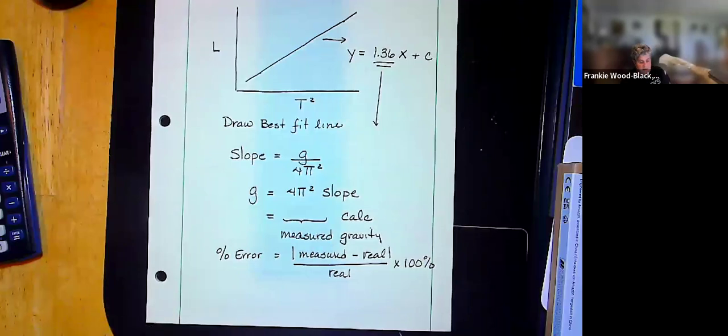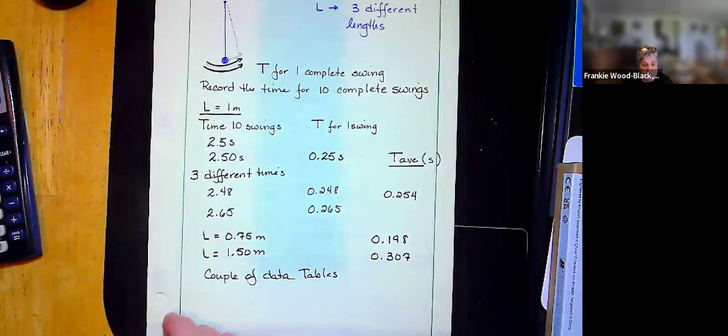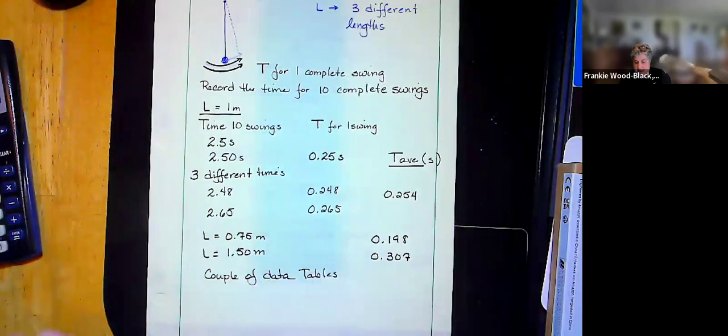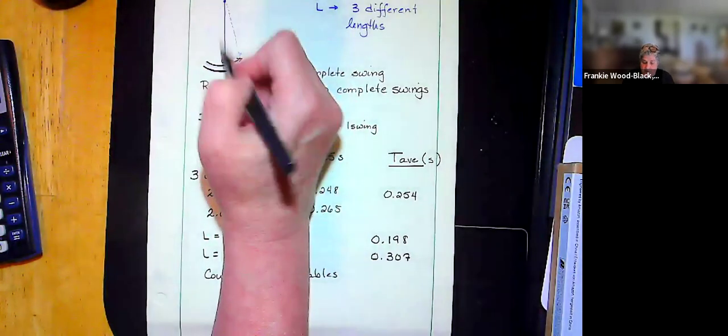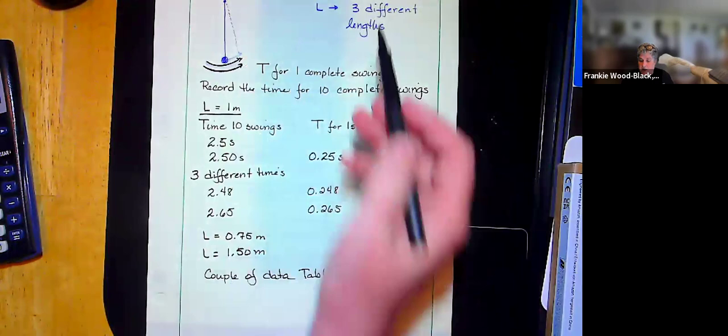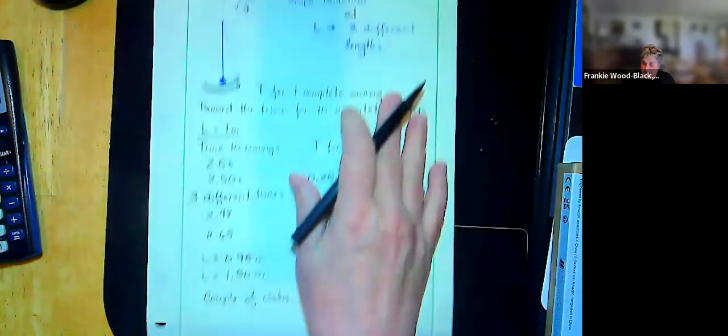So the experiment is actually fairly easy. You're just going to need a string with some weight on it, and it could be your keys. It could be anything with a weight on the bottom. You can use a piece of string. You're going to have to measure the length because you're going to need your length. You're going to do it for at least 3 different lengths.